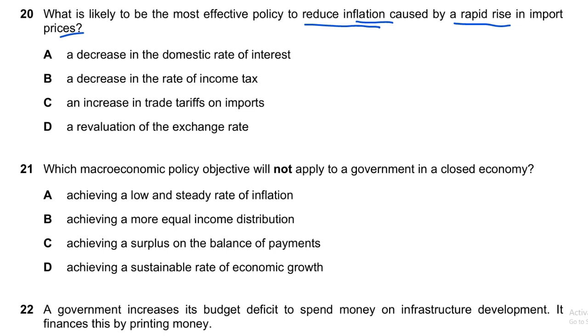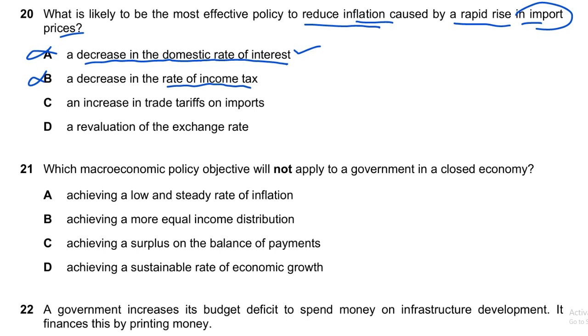So for this question, a decrease in the domestic rate of interest: if we decrease the interest rate domestically, it will lead to a further decrease in the value of currency, and imported raw material will get further expensive. So we cannot choose this option. It will further increase cost-push inflation. A decrease in the rate of income tax: if income tax decreases, then investors may be more comfortable getting imported raw material, and it may further increase demand and cost-push inflation.